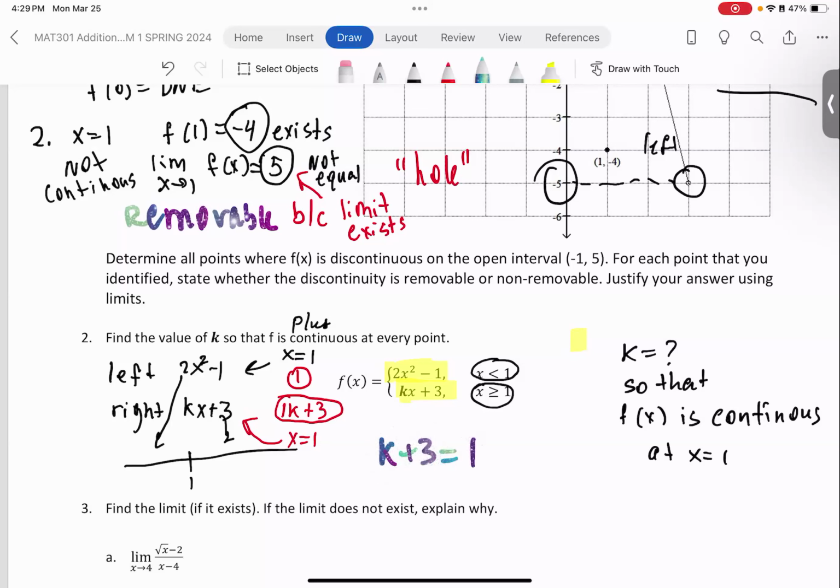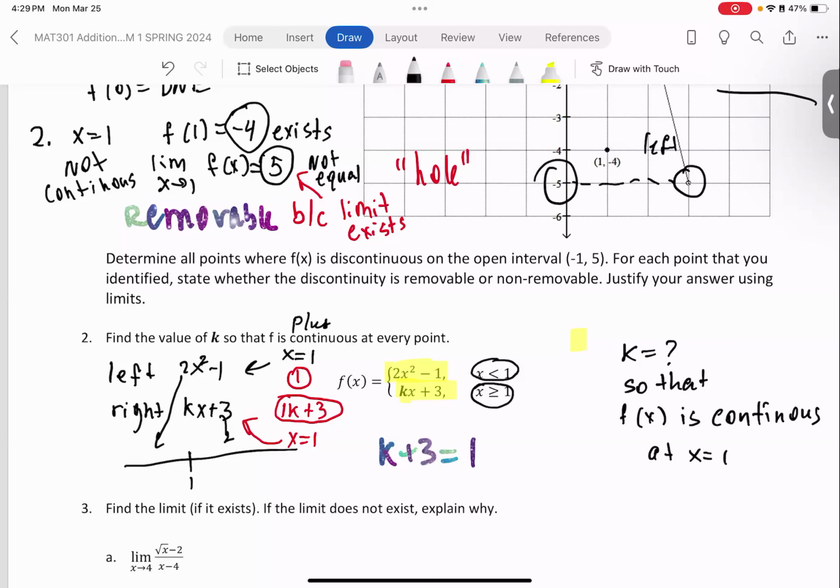All right, I've got to stop here. You set them equal to each other, right? So you get k plus 3, and you're setting them equal to 1. That's the idea, that's the concept. How's that concept?